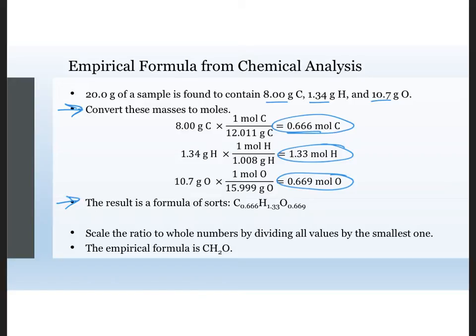To fix this, we'll divide each of these numbers by the smallest number, 0.666, which gives us C1H2O1, our first empirical formula determined from an elemental analysis.